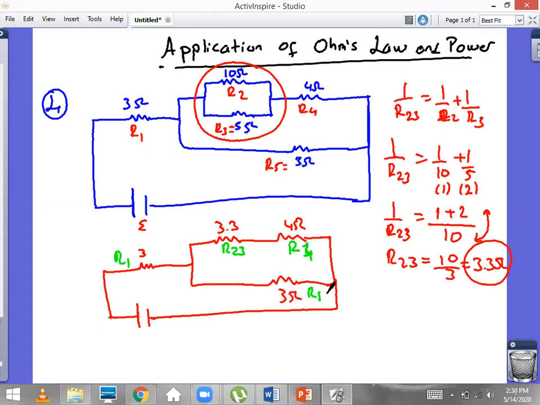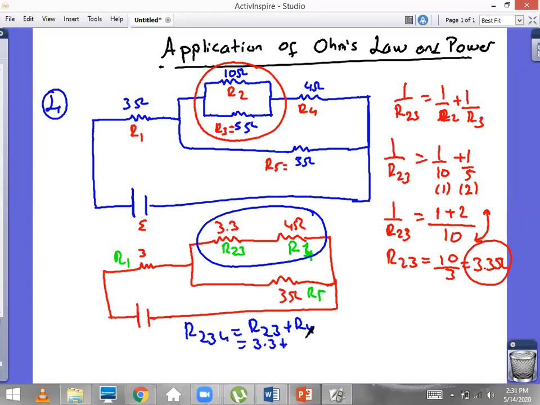Okay, so let's find again for the other two couple. The other two means these two. They are in series right here. Since they are in series, to find a series equivalent, you just simply add them. So R2,3,4 is going to be R2,3 plus R4. We're just going to simply add them. So we have 3.3 ohm plus 4 ohm. When you add them, you're going to get 7.3 ohm, okay? 7.3 ohm.